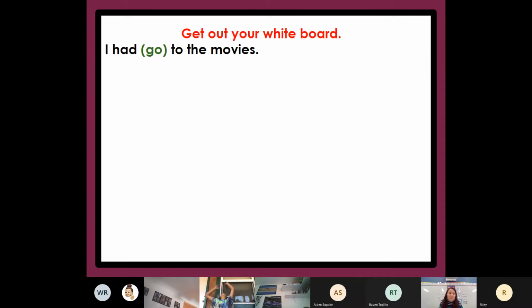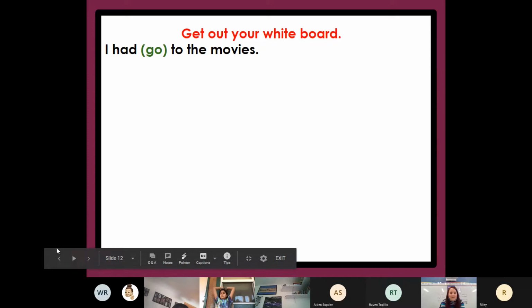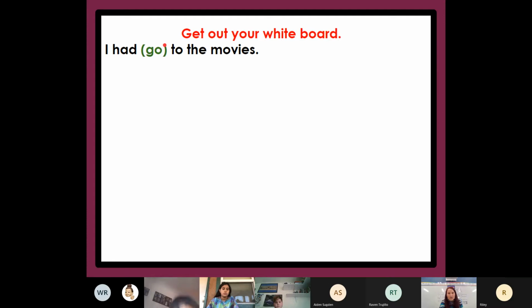So if it has a helping verb, have, has, or had before the verb, like this one does, see it has had, then you're going to use the verb from the third column. What is the correct verb that will replace go in this sentence? What do you think? Anastasia, which verb are we going to replace here? Gone.